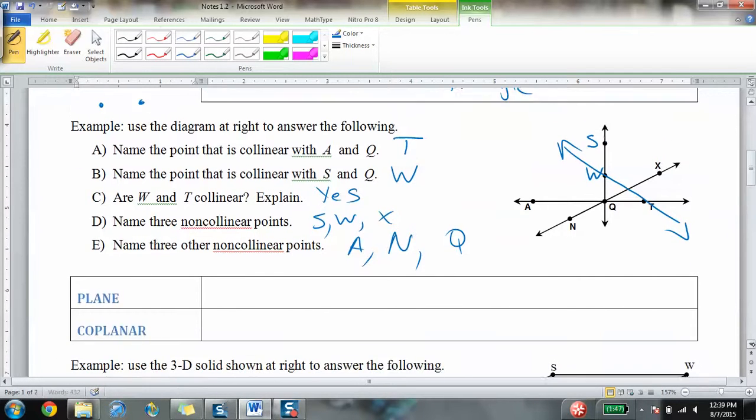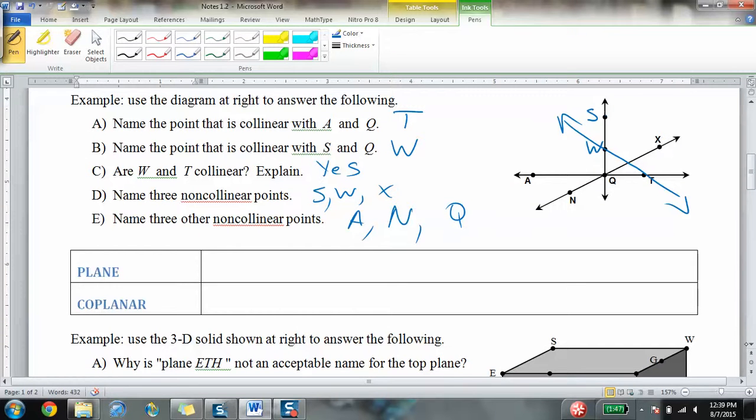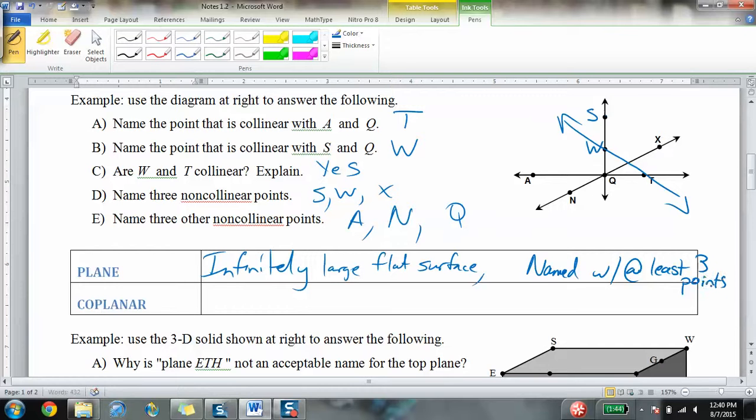So 2 other new concepts. A plane. A plane is an infinitely large flat surface. It's kind of hard to get a grasp on what it is at first, but you'll get the hang of it. So a plane is an infinitely large flat surface. We name it with at least 3 points. We could name it with more, but we need at least 3 points to name a plane.